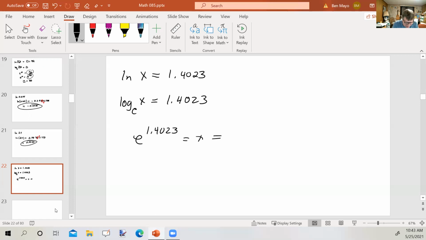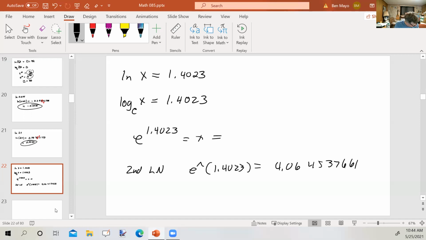So now we're going to use the second function key, and then ln, which is going to get us e to the, and then we'll put in 1.4023, close it up, push equals. 4.0645376661, and it said 4 decimal places again. So right there, the 3 rounds down, so we get 4.0645. There we go.